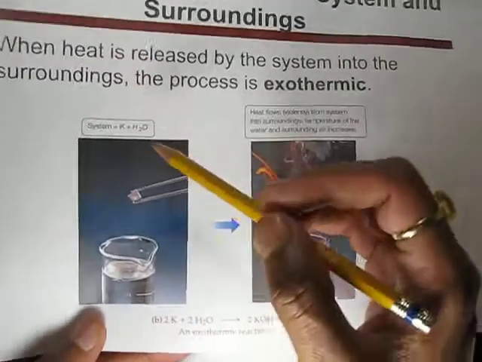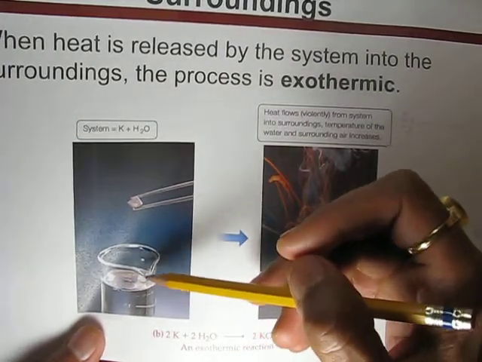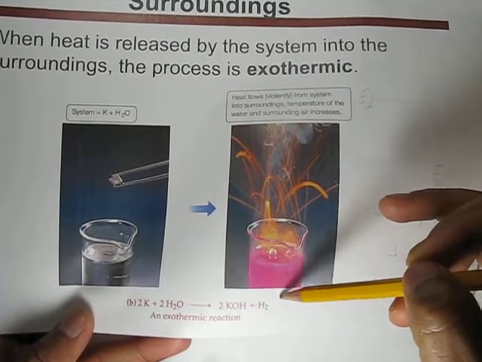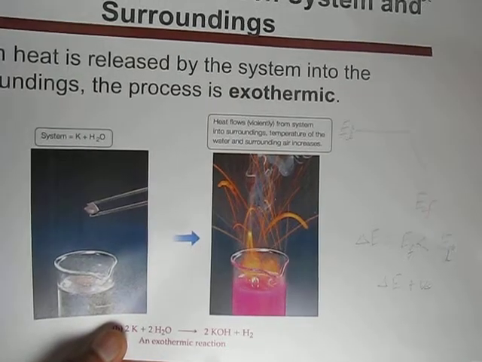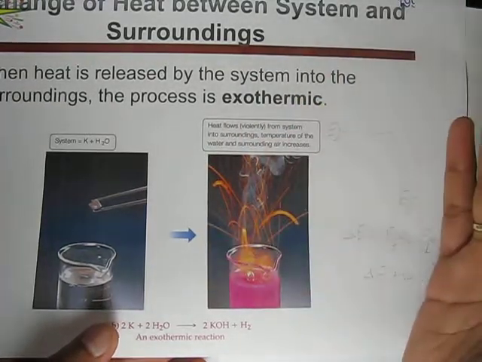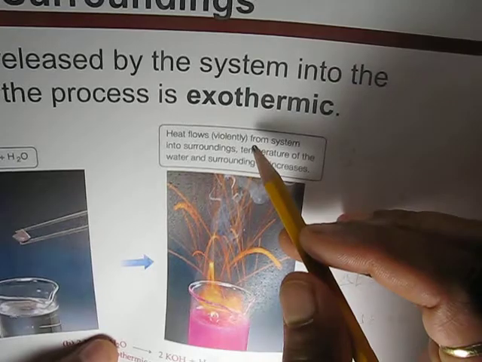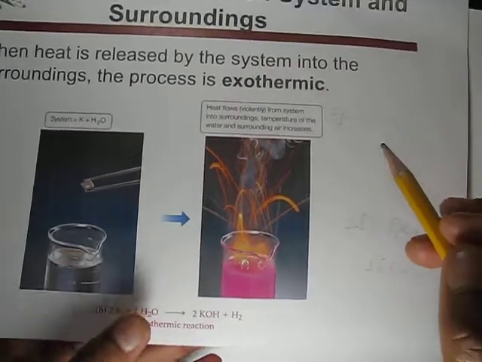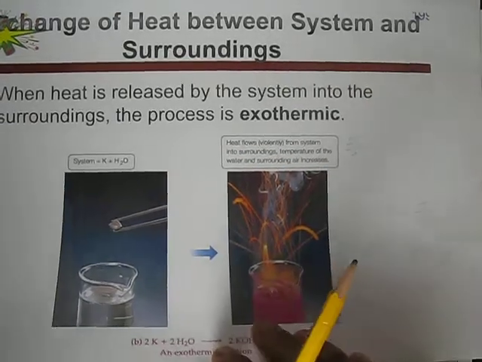Here one example is given, potassium. This piece is solid potassium. When added into this beaker containing water, it forms potassium hydroxide and releases hydrogen gas, and this reaction is very vigorous. It releases a lot of energy, so that is why it's called exothermic. Exo means out, so energy is coming out from the system into the surrounding. So heat flows violently from system into surrounding. The temperature of the water and surrounding air increases. This is the way you can distinguish exothermic and endothermic reactions.